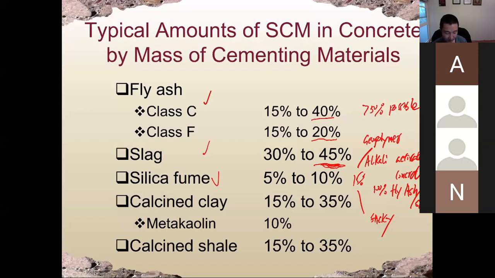Okay. For calcined clay, we can use up to 35%. And the calcined shell, we can use up to 35%.